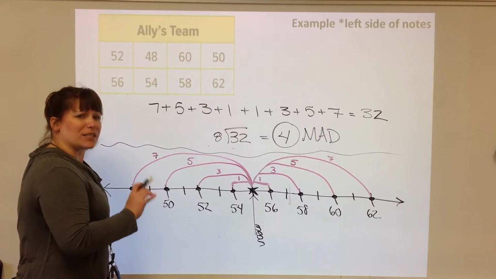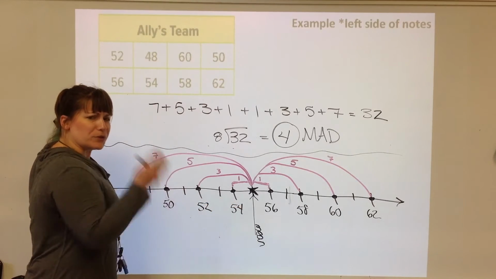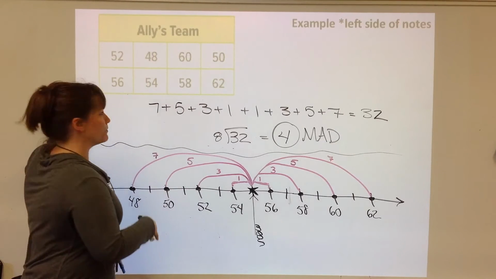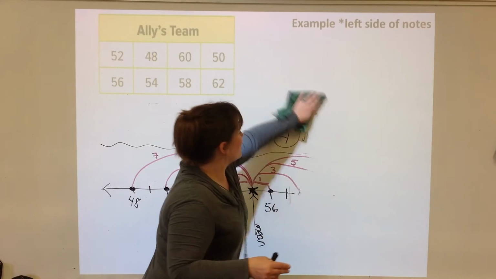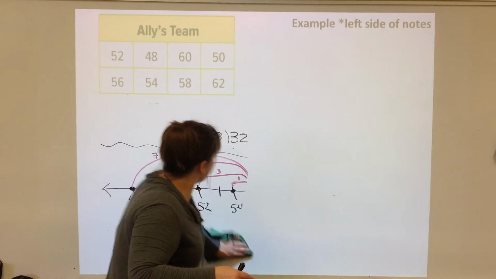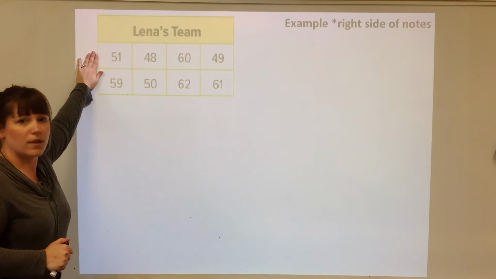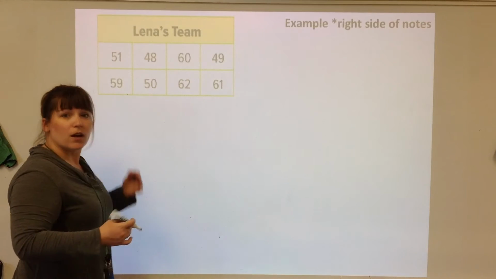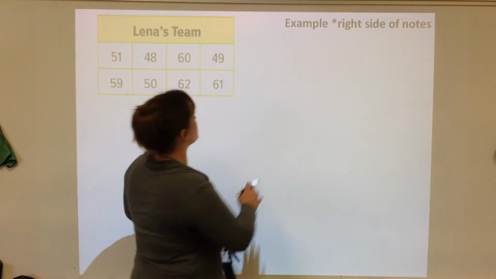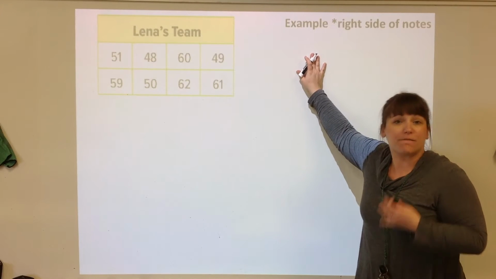Now we're going to do a slightly different way of doing it, not with a number line. Instead, we're just going to do a column. So on the right side, we're going to talk about Lena's basketball team scores. Lena's team has 8 numbers as well. So the first thing, same as before, I'm going to use this space up here, hopefully I won't run out of room this time, to find the mean.